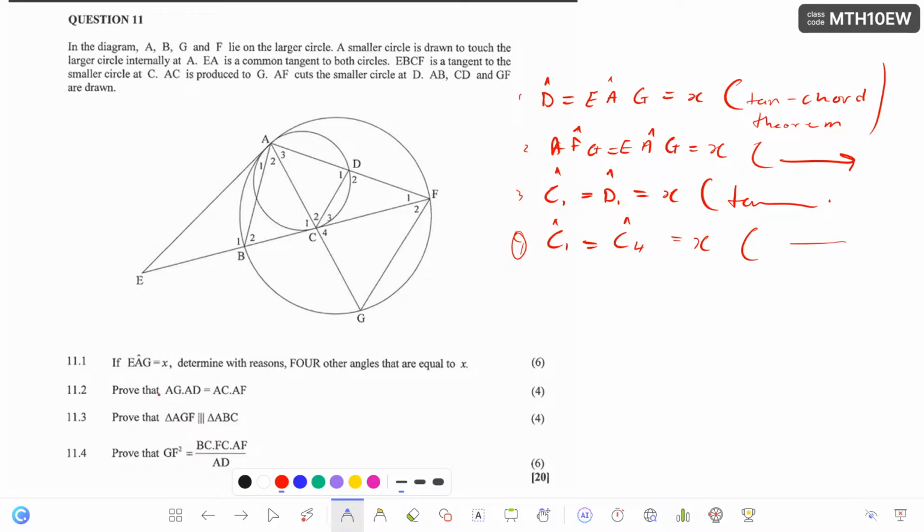So okay, let's go to 1.1.2. Here there's a proof that AG times AD is equal to AC times AF.